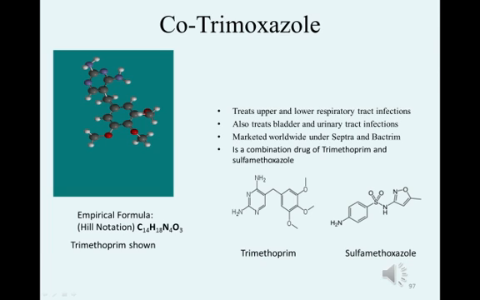Cotrimoxazole. Cotrimoxazole is used to treat upper and lower respiratory tract infections. It is also used to treat bladder and urinary tract infections. It is marketed worldwide under Septra and Bactrim. It is a combination drug of trimethoprim and sulfamethoxazole.